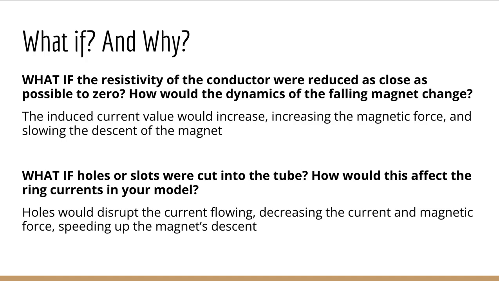What if the resistivity of the conductor were reduced as close as possible to 0? The induced current value would increase, increasing the magnetic force and slowing the descent of the magnet. And what if holes or slots were cut into the tube? How would this affect the ring currents in your model? The holes would disrupt the current flow, decreasing the current and magnetic force, speeding up the magnet's descent.